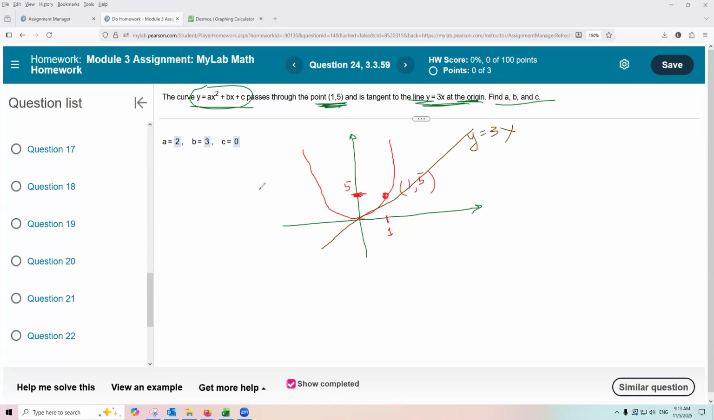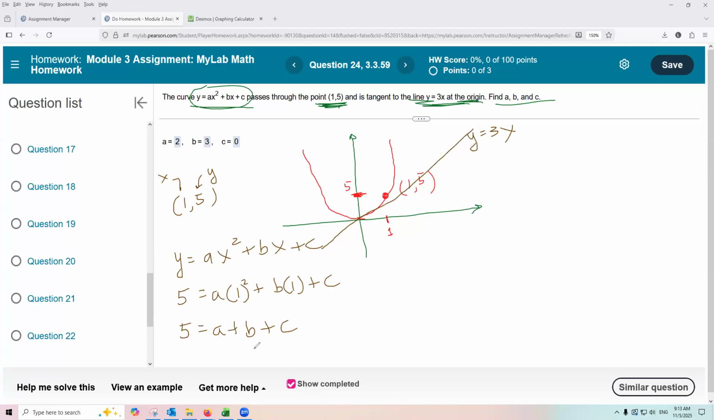Well, let's see how we can figure out the values of a, b, and c. First, let me use the point 1, 5. So I know the graph goes through 1 comma 5. That means the x value is 1 and the y value is 5. So let me plug those numbers in. 5 equals a times 1 squared plus b times 1 plus c. So I end up with 5 equals a plus b plus c. This is going to help us find a, b, and c, but it's not enough to uniquely determine them, so we need another equation.